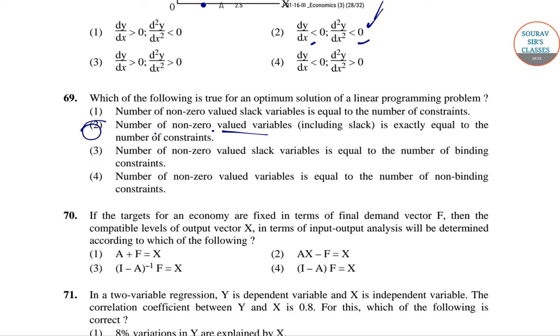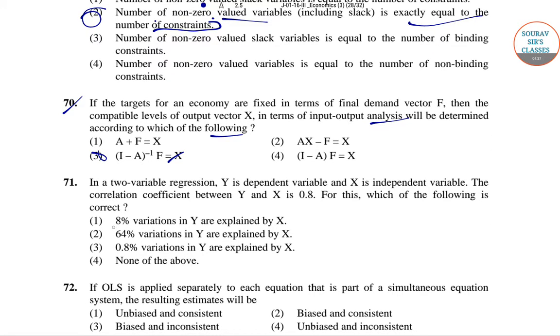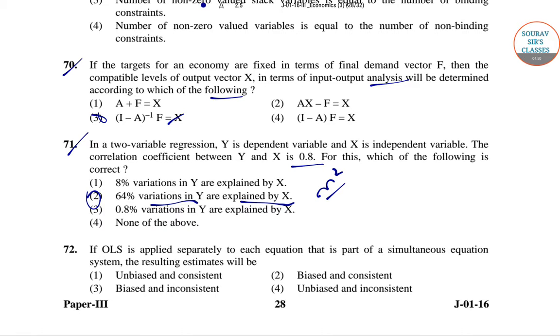Now we'll come to question number 69, for which we know the right answer is option 2, that is, the number of non-zero valued variables is exactly equal to the number of constraints. And for question number 70 we have to find the input analysis which is determined according to which of the following? Option 3 is the right answer. Now it is given the value of small r as 0.8. So the right answer for variation in y explained by x, which is r square, will be 64%. Now in question number 72 it is given, if OLS is applied separately to each equation that is part of a simultaneous equation system, the resulting estimate will be biased and inconsistent.